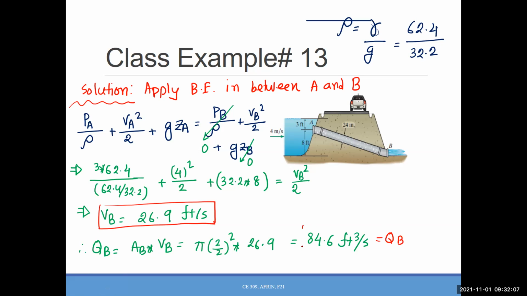You just need to identify the points, and for each point, make sure if it's open to atmosphere, the pressure will be 0. If it's not, you need to calculate that, okay? So that was for water.